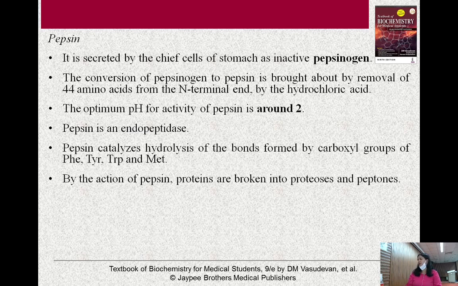Now pepsin will act on the internal peptide bonds of the particular amino acids. It cannot go and break anywhere. It breaks the peptide bond which is formed by the carboxyl end of phenylalanine, tyrosine, tryptophan, and methionine. By breaking these bonds, the protein will be converted into proteoses and peptones.